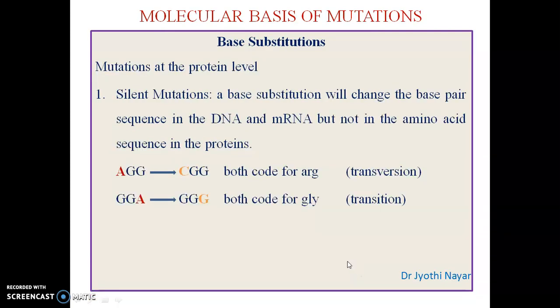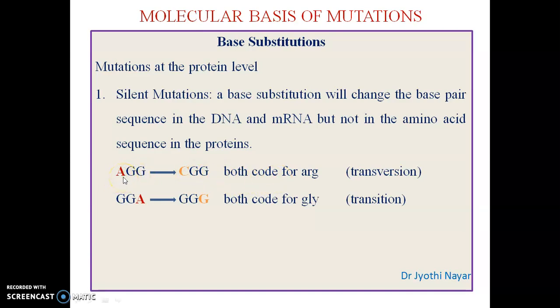Base substitutions can bring about mutations at the protein level. They can be silent mutations, where a base substitution will change the base pair sequence in the DNA and RNA, but you do not find any change in the amino acid sequence of the proteins. The examples we can take are AGG getting changed to CGG.